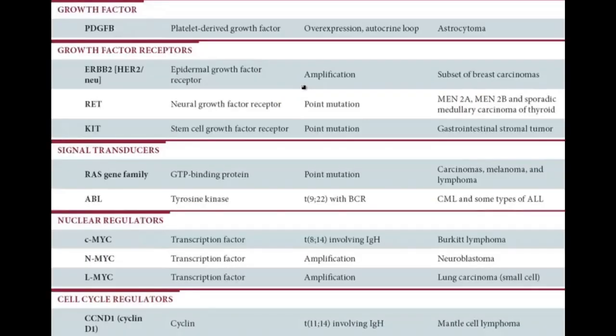Now let's go back and talk a little bit about these cell cycle regulators. The two important cell cycle regulators to be familiar with are, number one, cyclin D, and its association is with mantle cell lymphoma. So cyclin D1 with mantle cell lymphoma. Again, you need to know for board examinations that mantle cell lymphoma is basically due to an 11-14 translocation. So mantle cell lymphoma is a lymphoma of B cells.